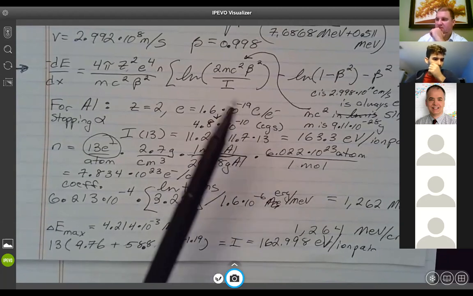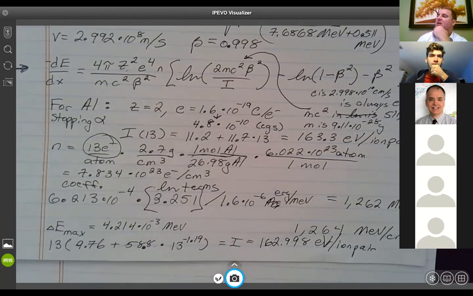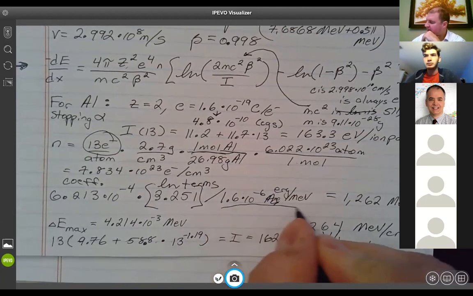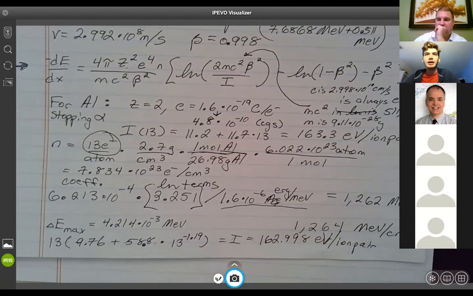So then that sounds like it's appropriate. The final thing here is to use the conversion for the energy. Yeah, so I do get that value, that 1262 value.